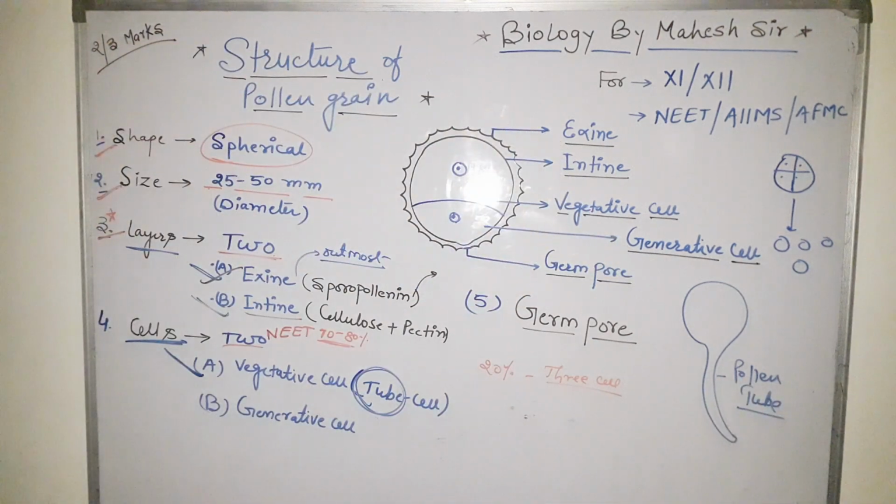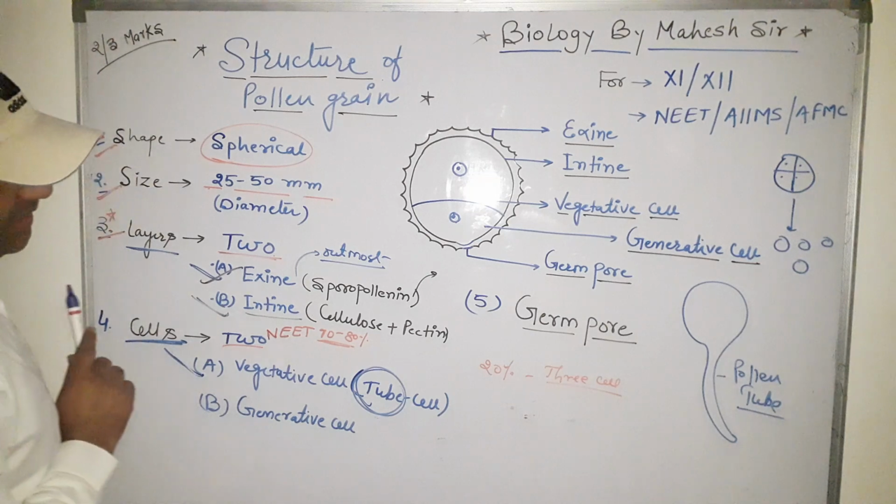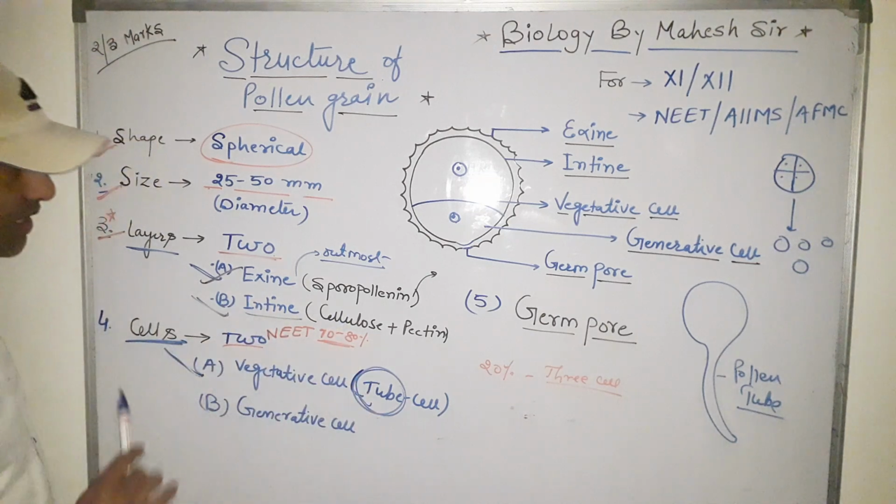So it produces a pollen tube during the time of germination. So it is the tube cell also. So it is a function of the vegetative cell.